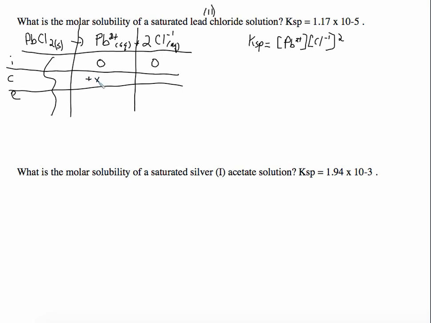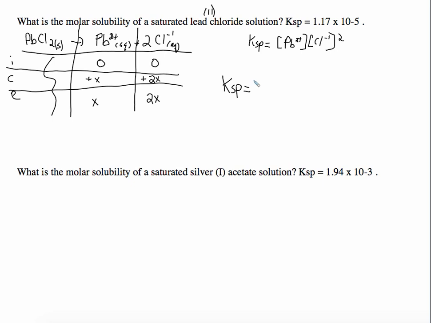Now this one's going to go up by x, so 0 plus x, so at equilibrium we're going to have x. The chloride ion, however, is going to go up by 2x. See, there's the 2 there. So at equilibrium we're going to have 2x because 0 plus 2x is 2x.